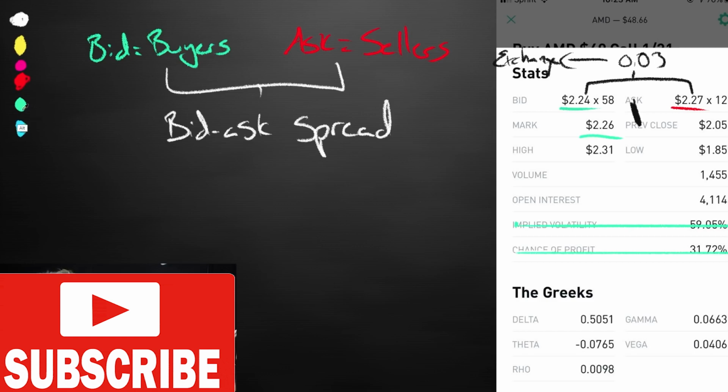The high and low, that's the highest price for the day, and that's the lowest price for the day. The volume equals the number of contracts traded.